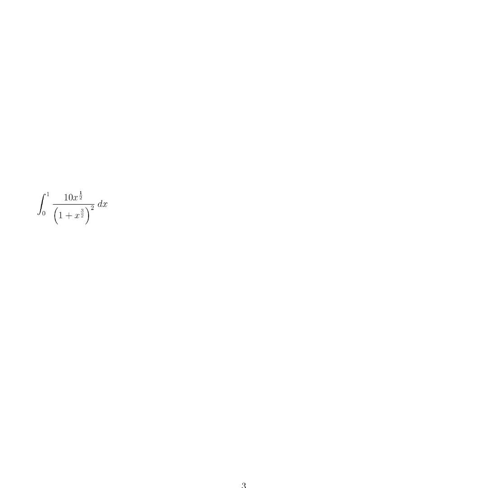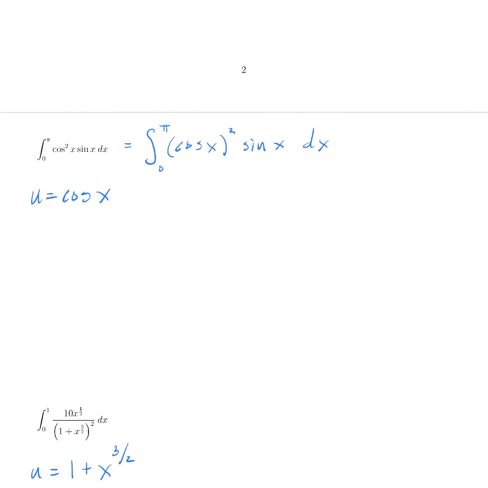And lastly, we have 10x to the 1/2 power over (1 plus x to the 3/2) squared. The only thing going inside of another function here is the thing being raised to the 2nd power, and we take all of it: 1 plus x to the 3/2. You might say, why not just take the x to the 3/2 part? Good question. Because the derivative of 1 is 0, so it's not going to play a role in du. So we take as much as we can as our choice for u.